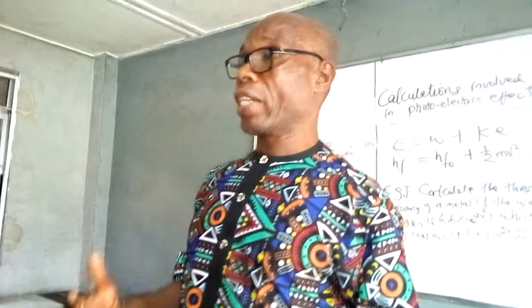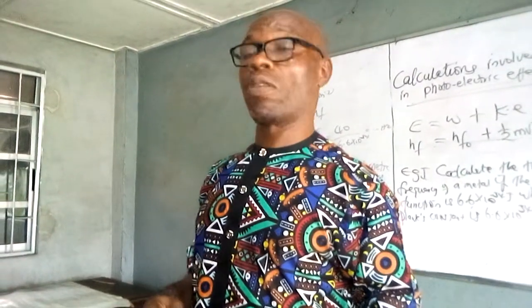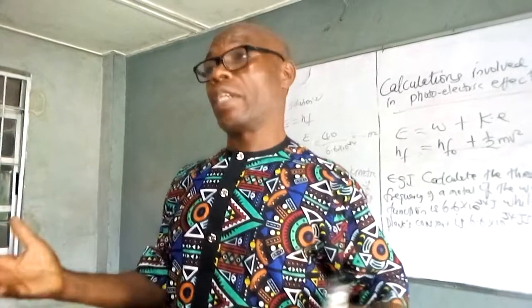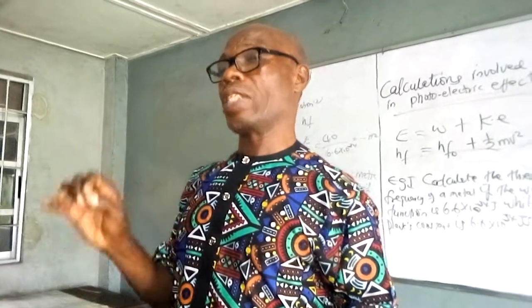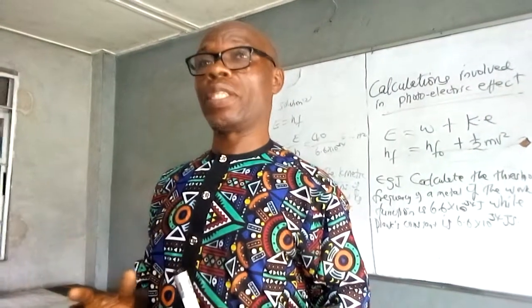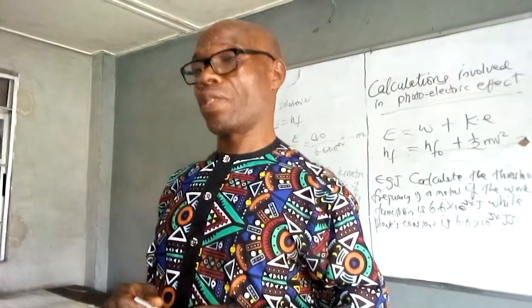Okay. In the absence of other questions, remember that photoelectric effect is the process by which electrons are ejected from a metal surface when light of sufficient frequency is incident on such a metal surface.